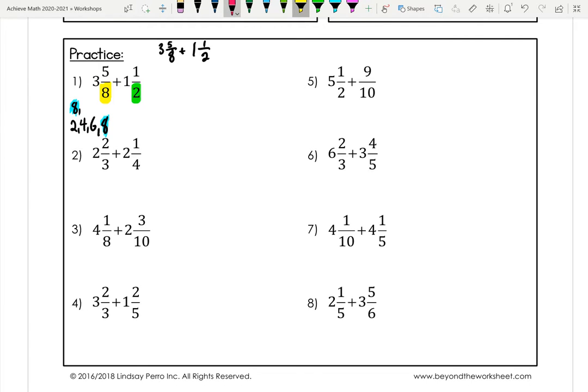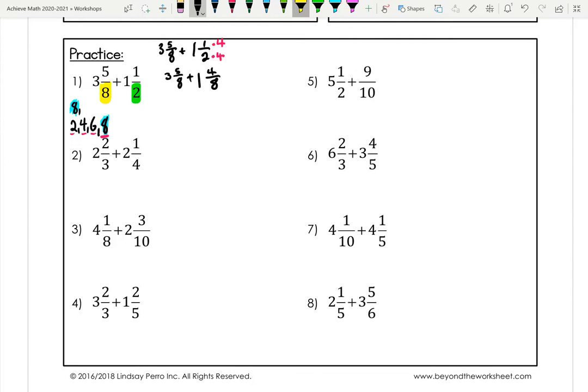How many 2's make 8? 1, 2, 3, 4. 8 is the fourth term, so I'm going to multiply the numerator and the denominator, rewriting the problem to be an equivalent expression of 1 and 4/8. Notice how I only multiplied it to the fraction portion.